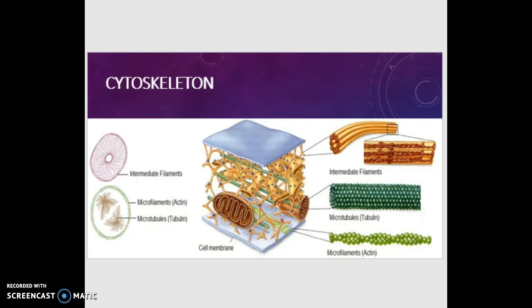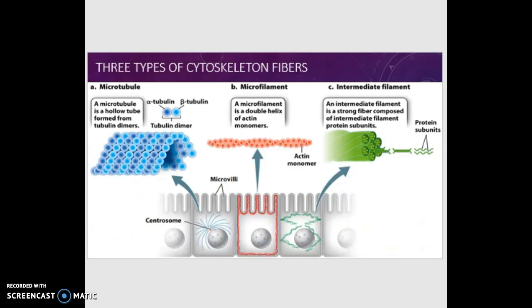There are three types of protein filaments that compose the cytoskeleton. There are microtubules, microfilaments, and intermediate filaments. Each is arranged and formed in its own way, and all have their own various functions. They are structurally and functionally different.